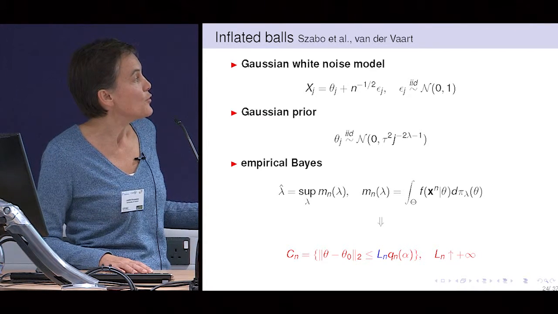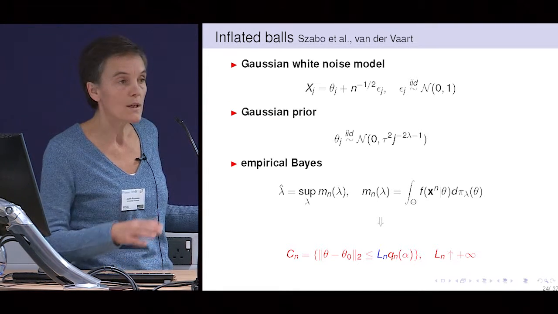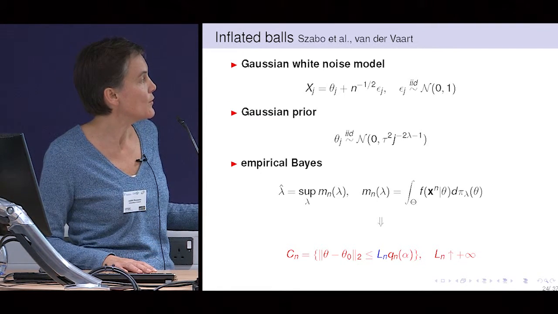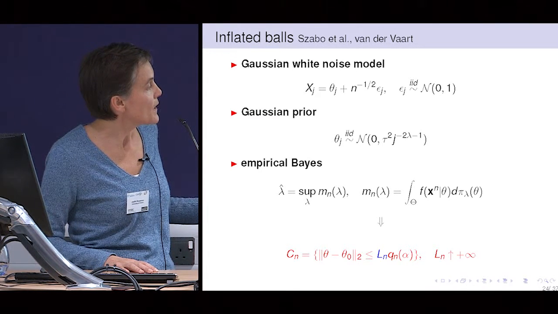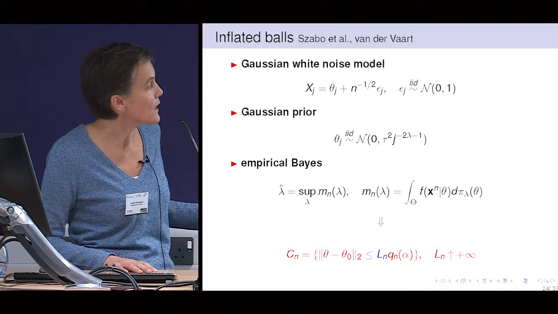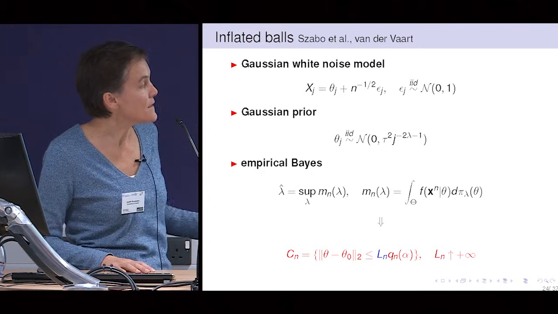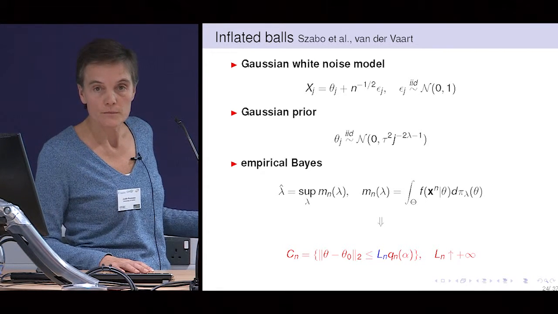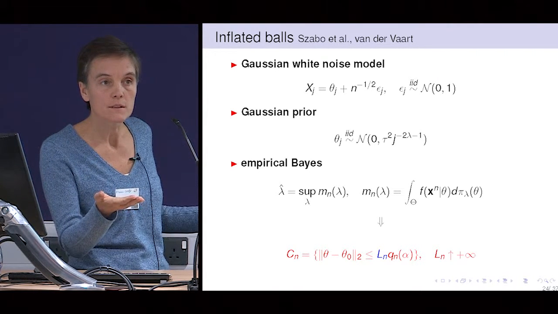Typically, you choose lambda either with a prior on lambda, or, as was said by Dino before, using the maximum marginal likelihood estimator. In other words, you find the lambda hat that maximizes the marginal likelihood, integrating out the thetas here. Then you get an adaptive procedure, because you don't have to fix lambda. You can learn it from the data.